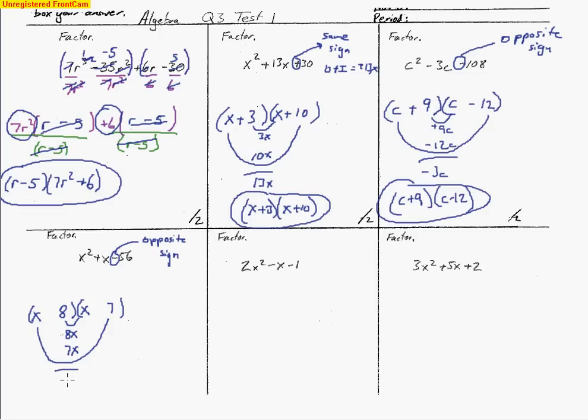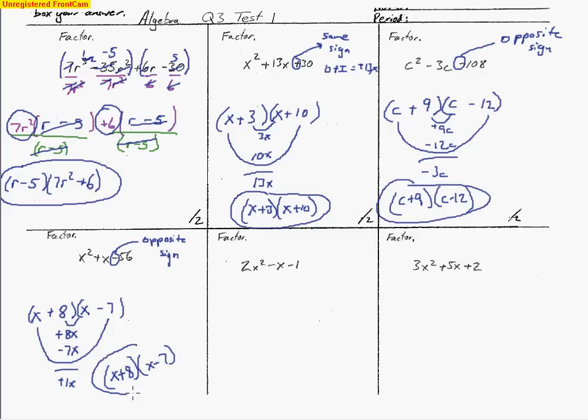Now, I want them to make a positive 1x. So what that tells me is that 8 needs to be positive. So the 8 will be positive, and the 7 needs to be negative. Those numbers will multiply to make negative 56 and subtract to make 1x. So there it is, x plus 8 and x minus 7.